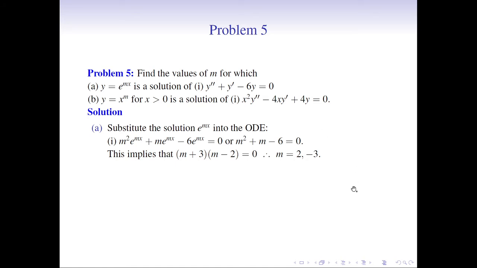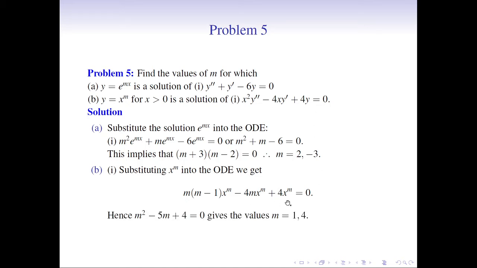Okay. Next we do the same thing for the part b. We substitute x to the m into the given ODE, and we get this. Now here we take x to the m to be common. Okay, x to the m times this is equal to 0, but because x is strictly greater than 0, again x to the m cannot be equal to 0. So therefore it forces this particular thing to be equal to 0, and this gives the values of m to be 1, 4. Alright, so in this case we have found the values of m for which these two holds.